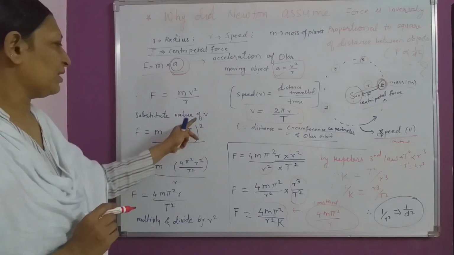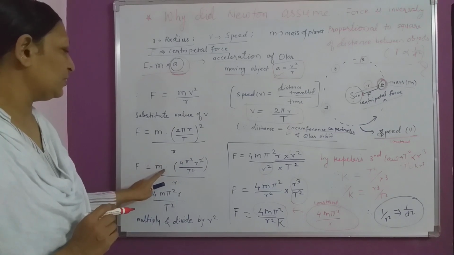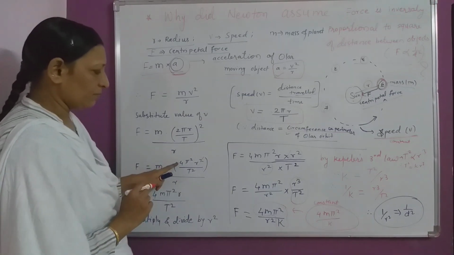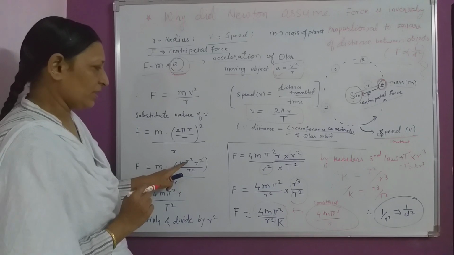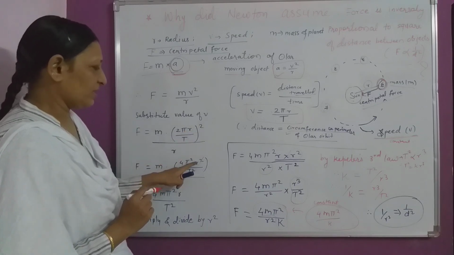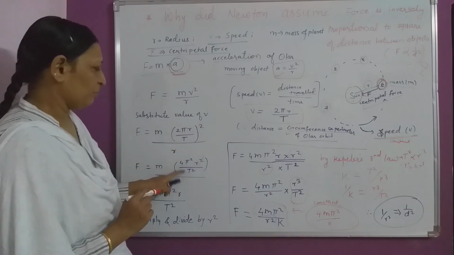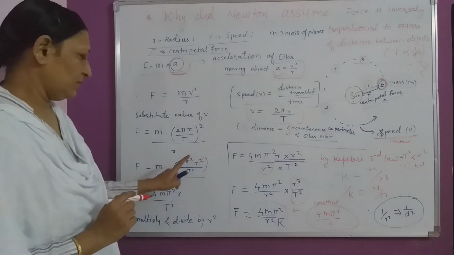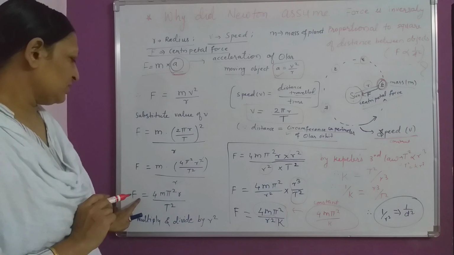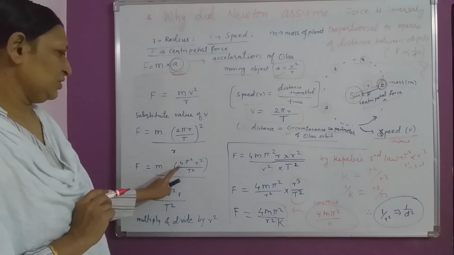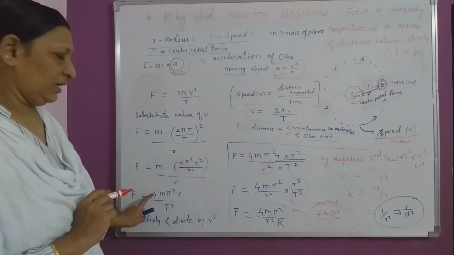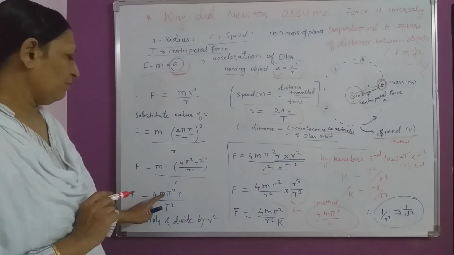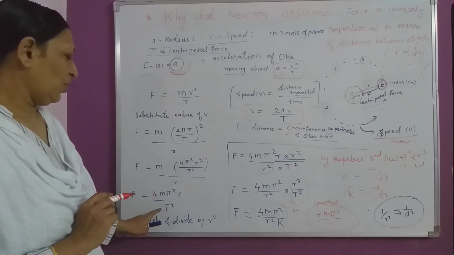Let us square all these things, so we will get m into 2 square, 4, pi square, and r square upon t square, and divided by r. So r cancels. What will remain? Force is equal to 4. This 4 I am taking in the beginning. 4 m pi square r upon t square.